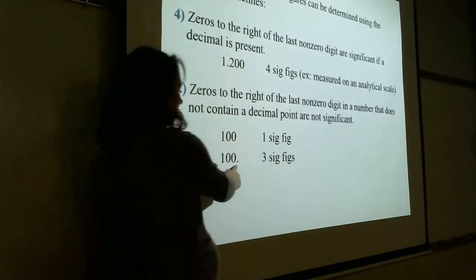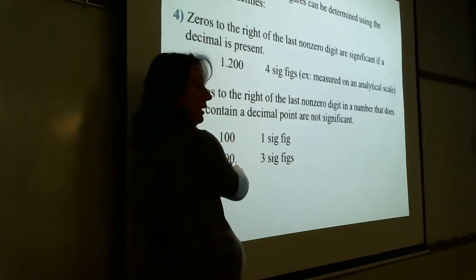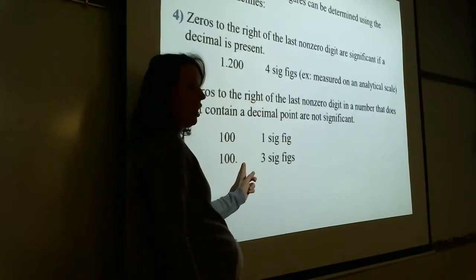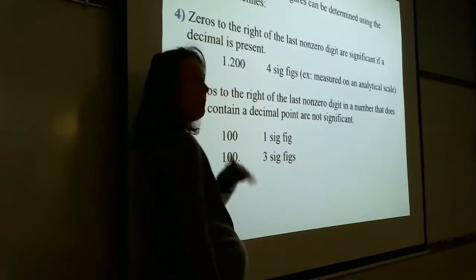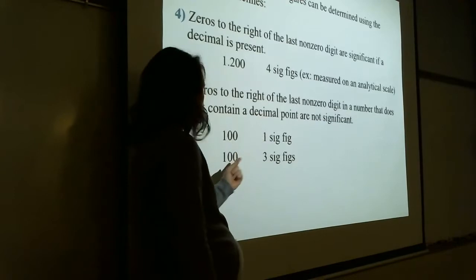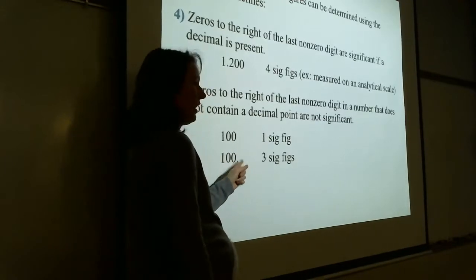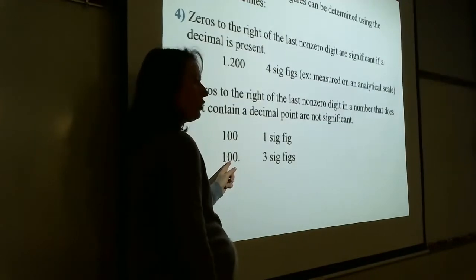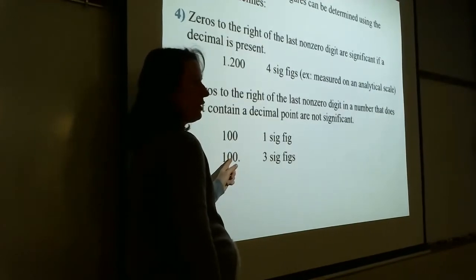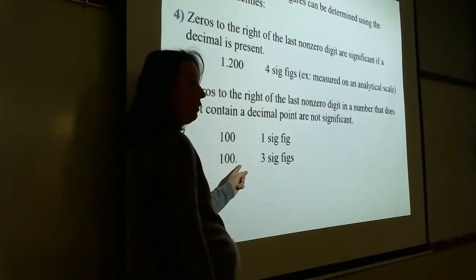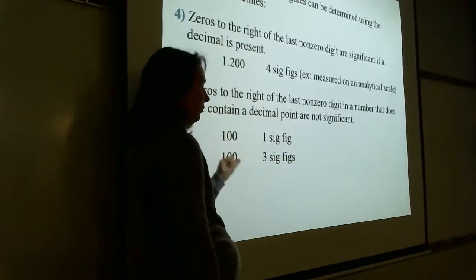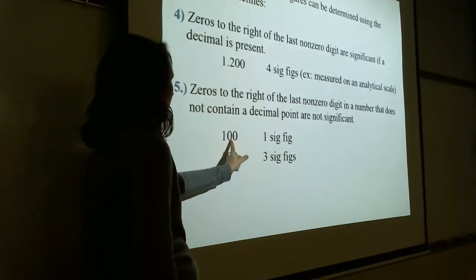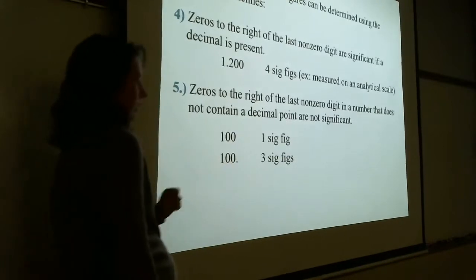Now, 100 with a decimal place, that's telling me, yes, it is 100, but I'm not certain what decimal places beyond that it is. So I've got a couple of balances that measure one decimal place, and then I think I've got one that doesn't give any decimal places. But maybe you can think of like a stopwatch. Stopwatch is a good example. Some stopwatches don't give decimal places at all, right? They just give the number. So if it doesn't have a decimal place, not significant zeros. If it does have a decimal, those zeros are significant.